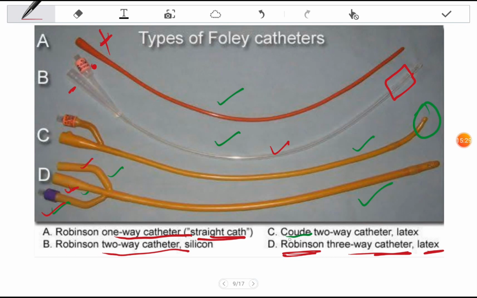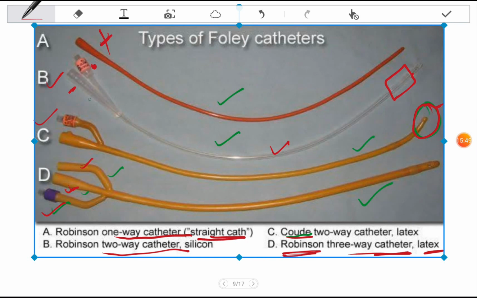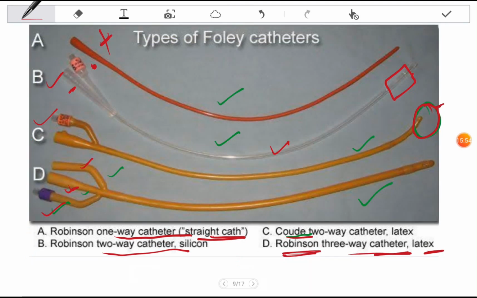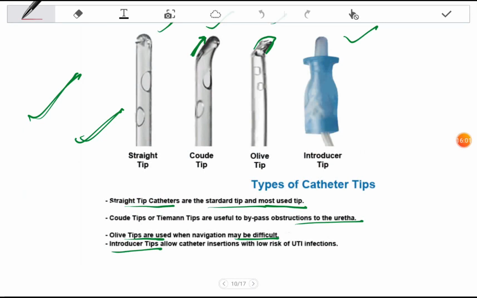Then is a Coude two-way catheter. It is also of latex, and you can see this tip here. We'll be discussing it in further slides. So this is a two-way catheter, and it is made up of latex. This one was made up of silicone, this is made up of latex. Same, this is for the balloon inflation, and this is for the outlet, discharge of urine.